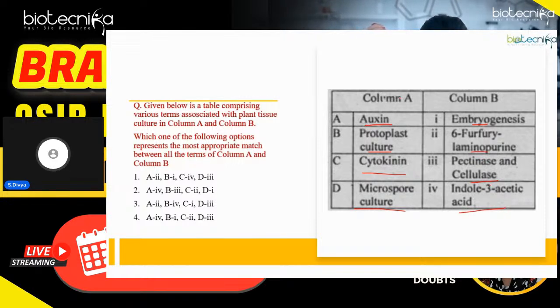Okay, Nagashri, I can see your answer. You have given 2 as the answer. What about others? Come on, this is a very easy question. What is an auxin? What is a cytokinin? Protoplast, just a few slides back I had mentioned what the protoplast is all about. You can easily correlate to column B, that is their corresponding options or combinations.